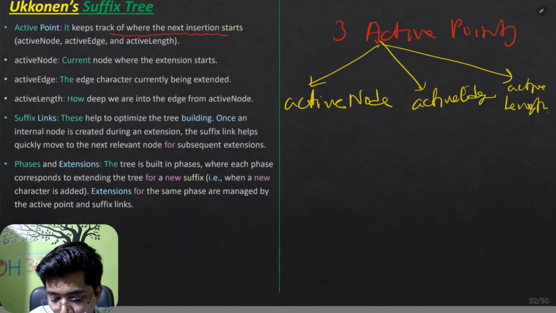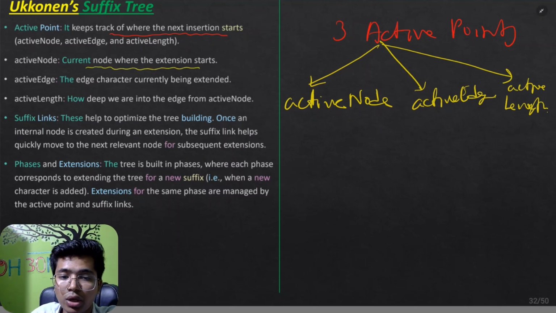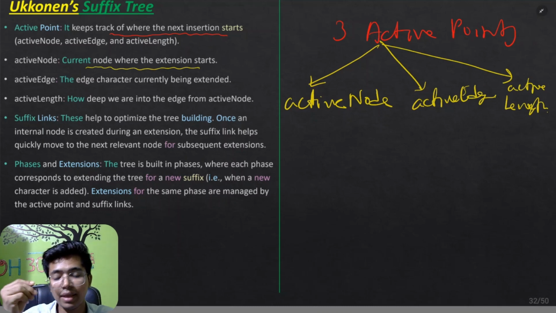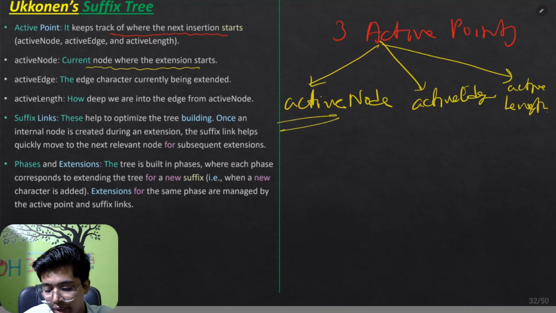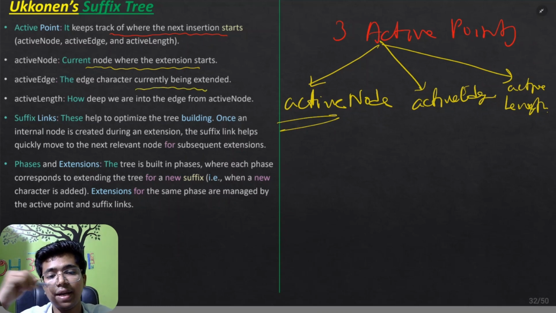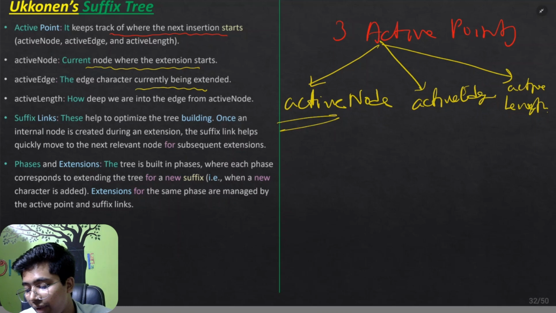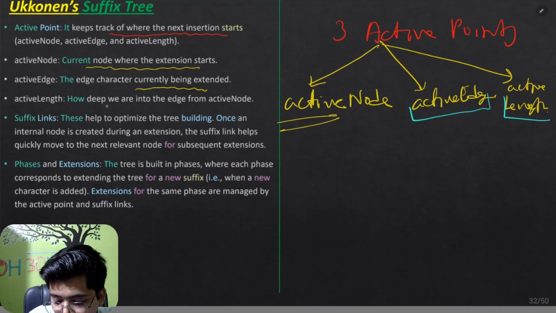So now look, active node, current node where the extension starts. From where we actually start extending or inserting the character, that is the active node. Second, active edge, the edge character currently being extended. When we are extending any edge character, that is called the active edge. We maintain that active edge also here. This is the active edge.